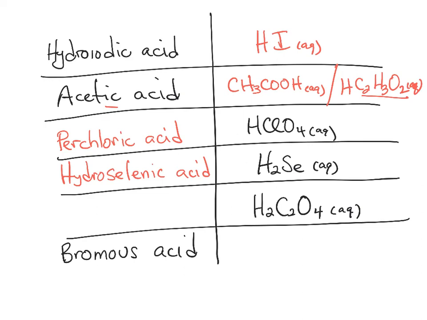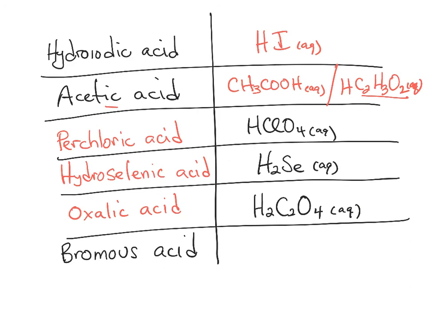The next example contains a complex ion. It's not binary, so its name will not begin with hydro. C2O4 2 negative is the oxalate ion, so this is oxalic acid. If the ion's name ends in ate, the acid will have the suffix ic in its name.